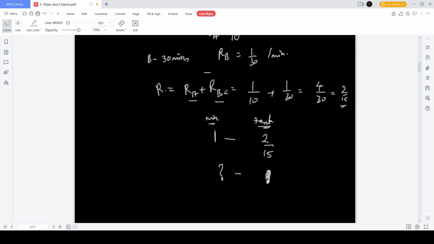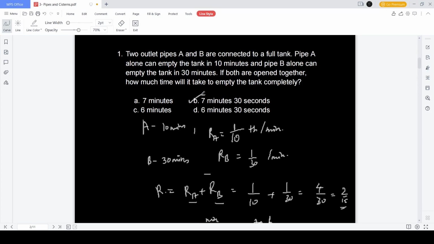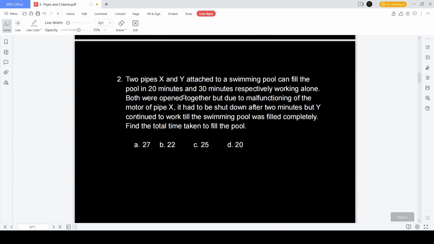So total rate will be rate of A plus rate of B because they're working together. It will be 1 by 10 plus 1 by 30, 4 by 30, which is 2 by 15. So here we do cross multiplication. You get 1 divided by 2 by 15, which is 7.5 minutes. 7.5 minutes is nothing but 7 minutes and 30 seconds. Fine, this was easy. Next question.